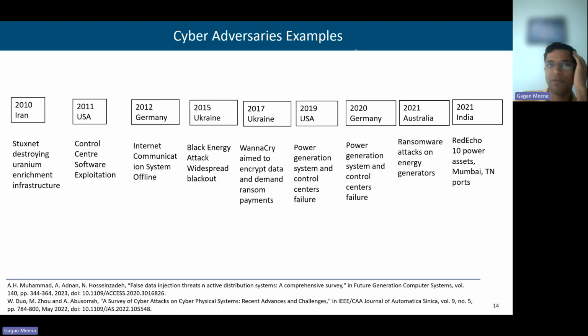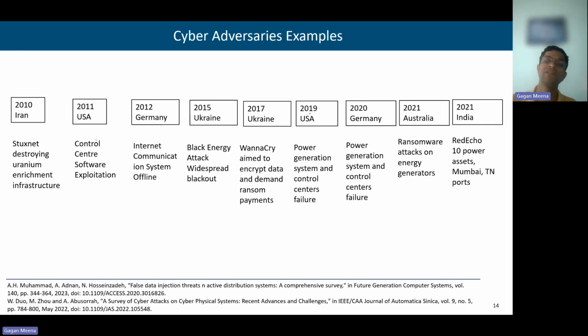And these are examples of different cyber adversaries starting from 2010 in Iran, Stuxnet, destroying uranium enrichment infrastructure; 2011 US control center software exploitation; 2012 Germany internet communication system offline; 2015 Ukraine BlackEnergy attack, widespread blackout; 2017 again Ukraine, WannaCry attempted to encrypt data and demanded payments; 2019 US power generation system and control center failure; 2020 Germany power generation system and control center failures.